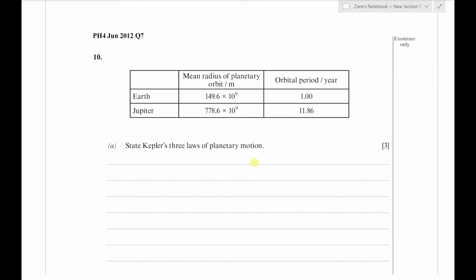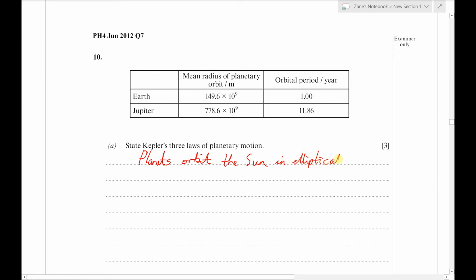So the first law tells us that the planets orbit the Sun in elliptical orbits with the Sun at one focus. The second law tells us basically that a line between a planet and the Sun sweeps out equal areas in equal times.